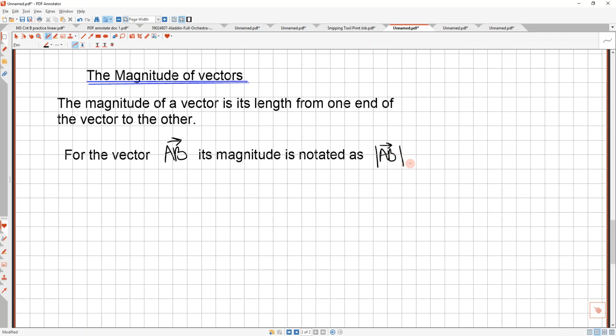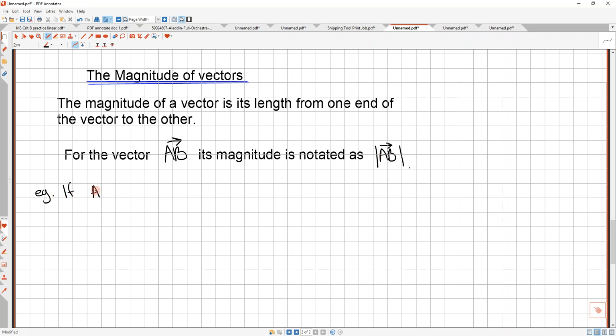Where have you seen these two straight lines before? Absolute value. So I suppose it's the distance. The absolute value from A to B, so that is the length of the line. So let's see if we can figure this out.